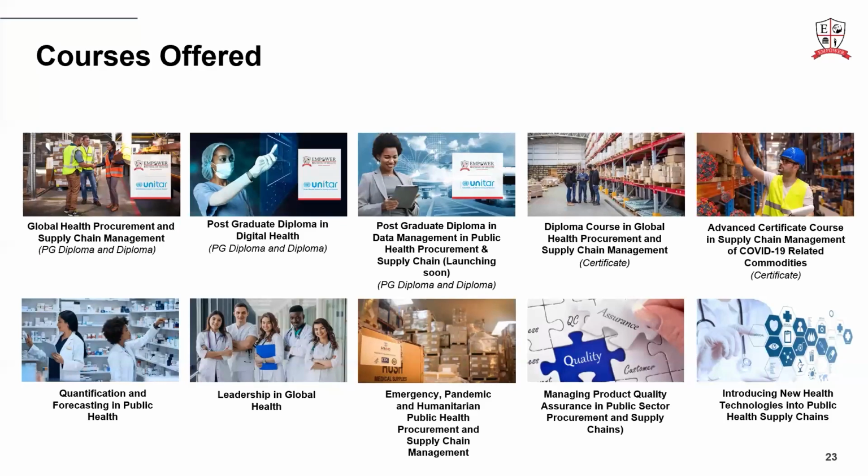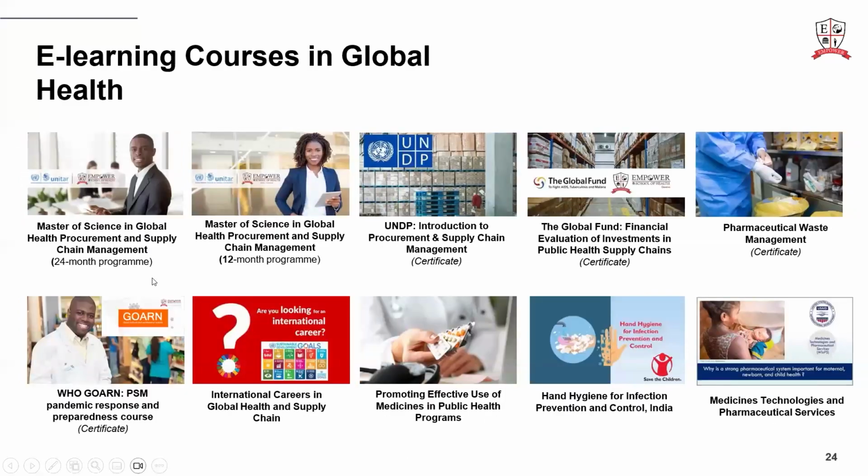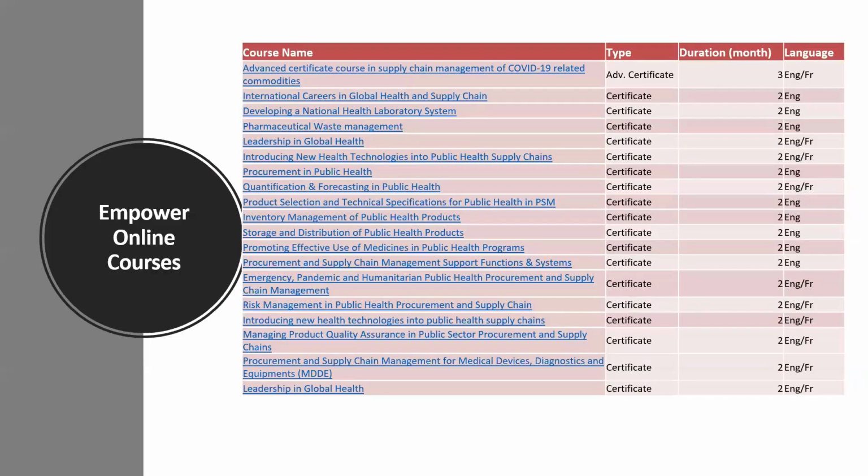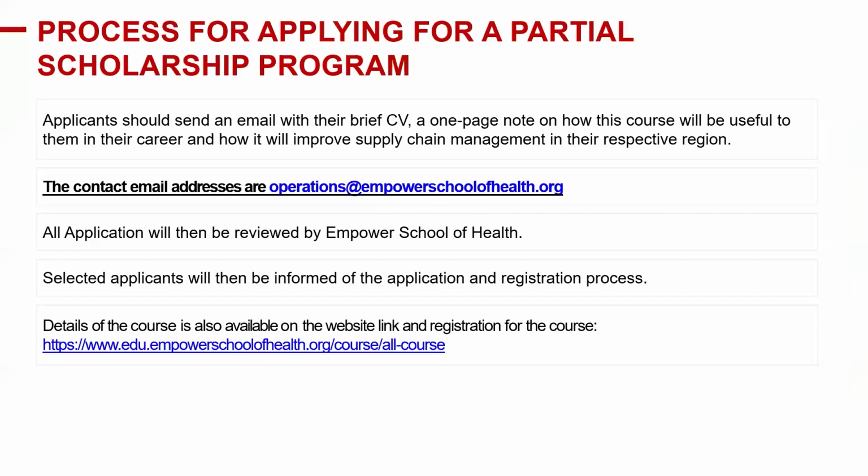In addition, there are a few certificate courses at the bottom. You can visit the website for the complete list of courses. We also have long-term courses, a Master of Science in Global Health and Procurement Supply Chain, that is for 24 months, 12 months. These are a few short courses available on the website. The link has been posted on the chat box, and you can check over there.